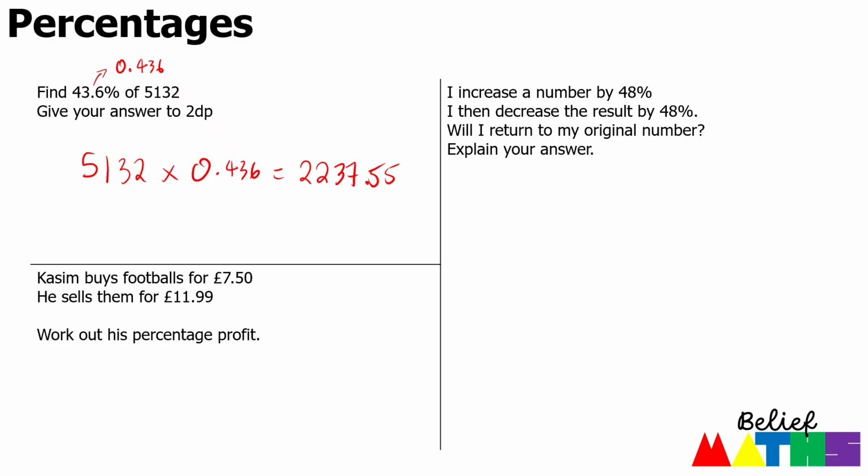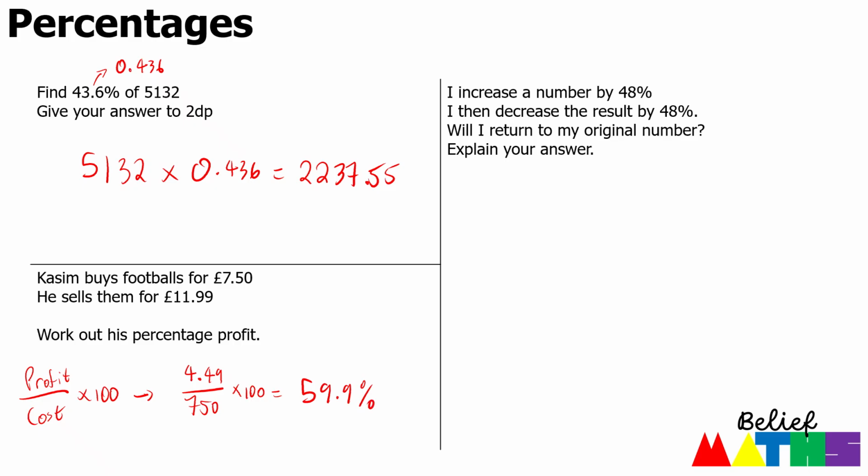We'll do the one on the bottom left now. So it says Cassim buys footballs for £7.50, he sells them for £11.99. Work out his percentage profit. So that's profit over cost as a fraction, and then again to convert to a percentage, you just times by 100. So that becomes, he's making £4.49 profit per football, and he buys them for £7.50, multiply by 100, and we're going to work out our percentage profit, which is going to be, to one decimal place, 59.9%.